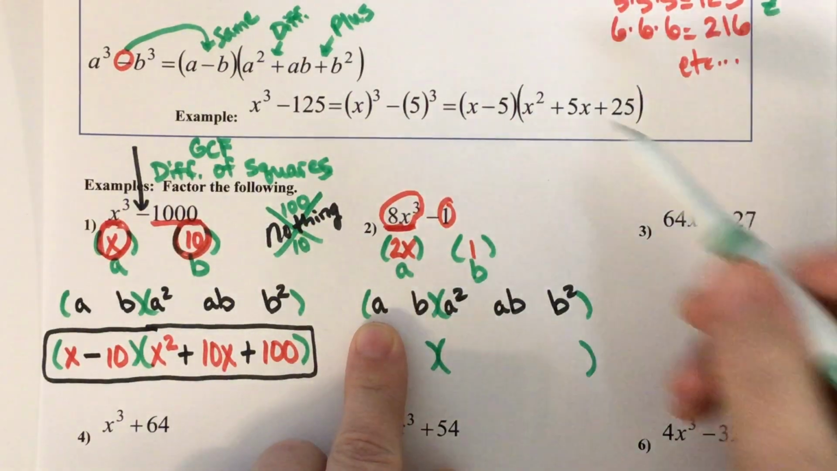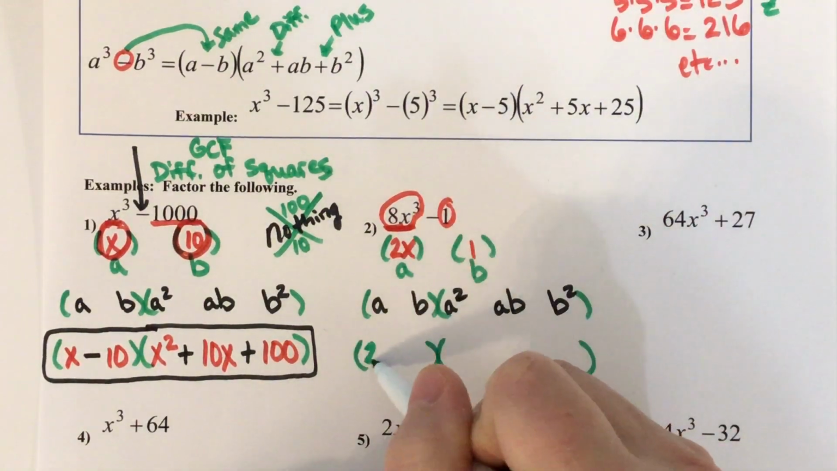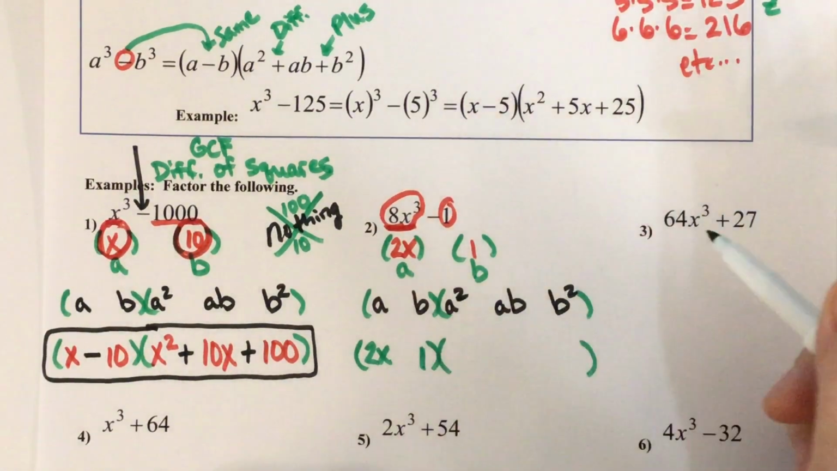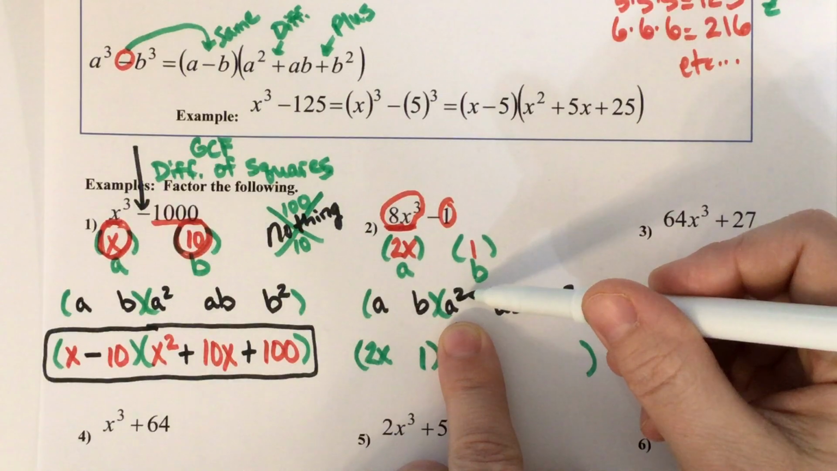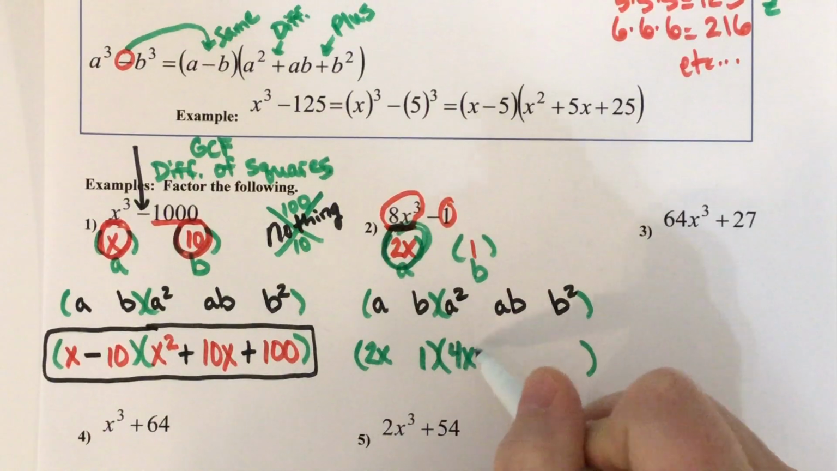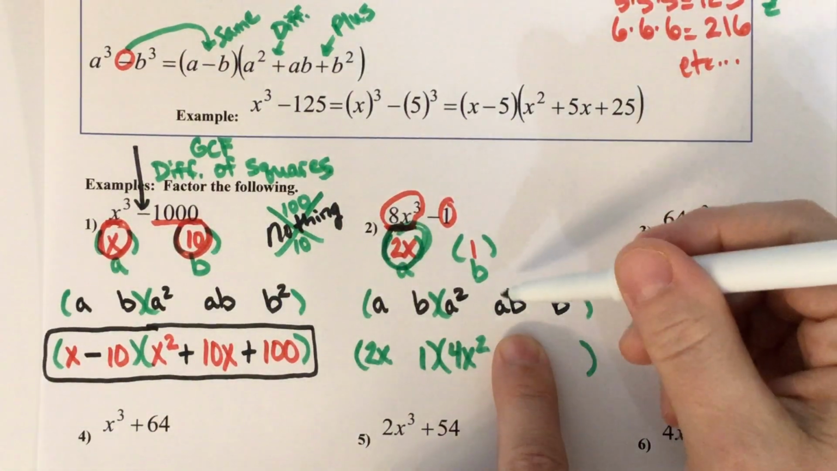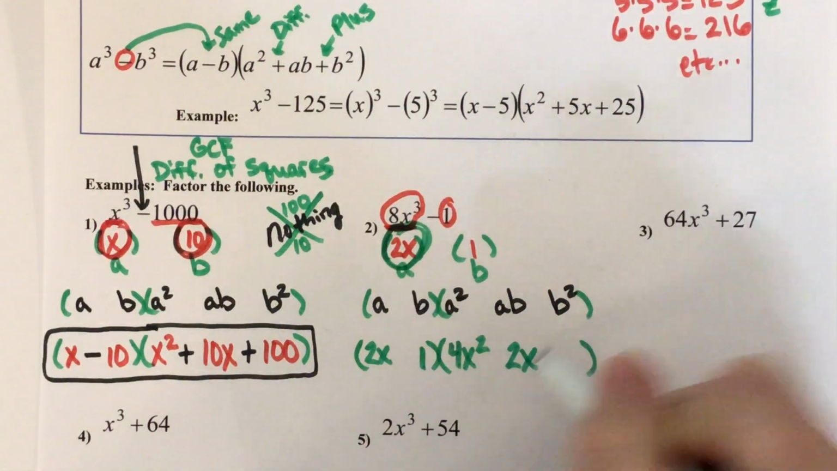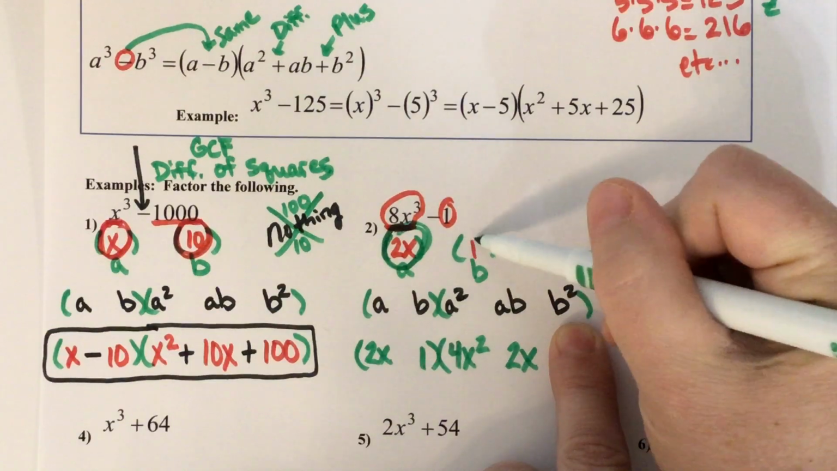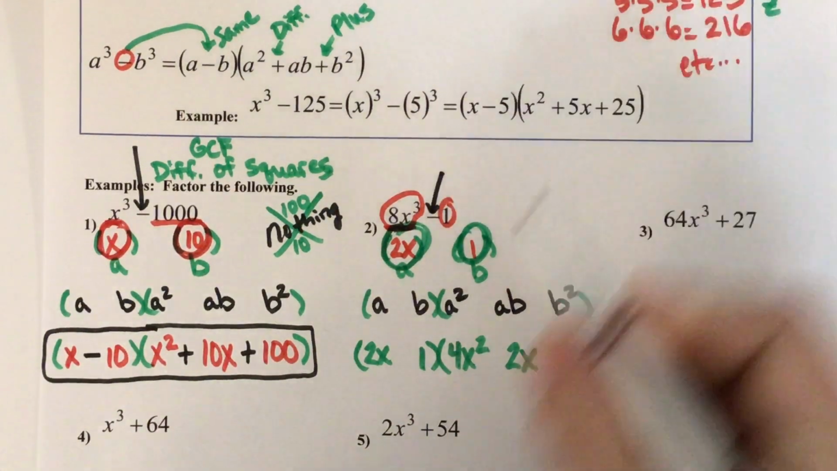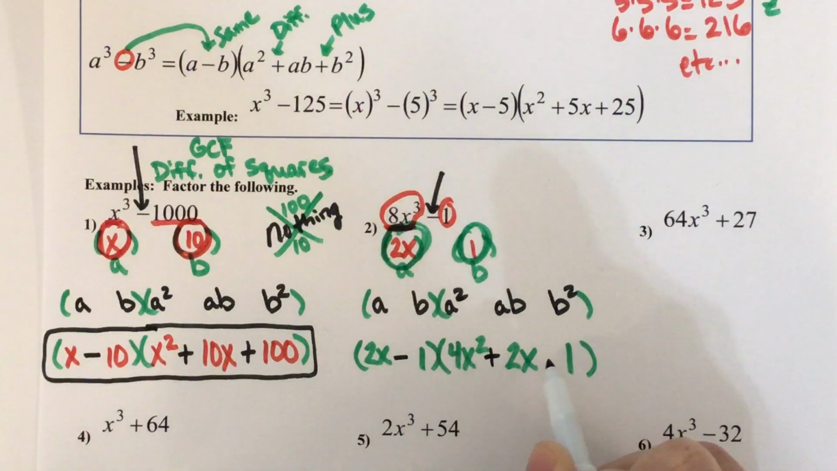Okay, first I want A. So A is 2x. Then I want B, and B is 1. Now I want to take A and square it. So what is 2x times 2x? 4x squared. Then I want to take A times B, so 2x times 1, that's 2x. And then B squared, 1 times 1 is 1. And then the signs go same, different, plus. So it started off as a minus, so same, different, plus.